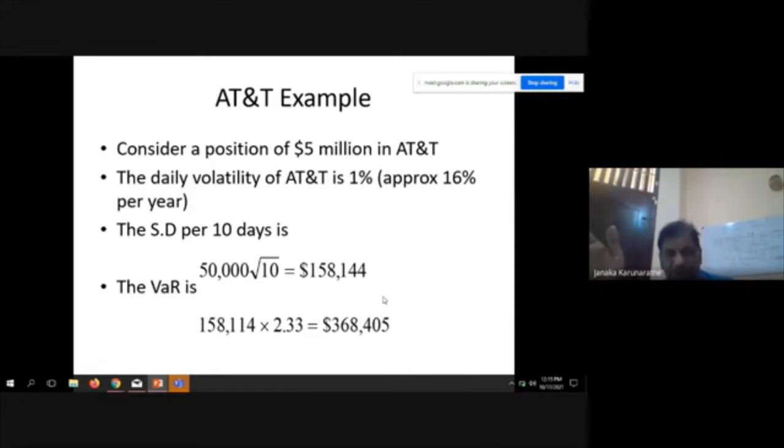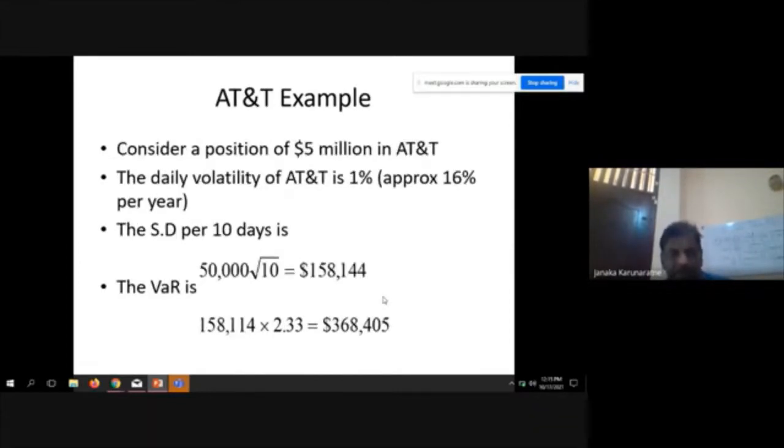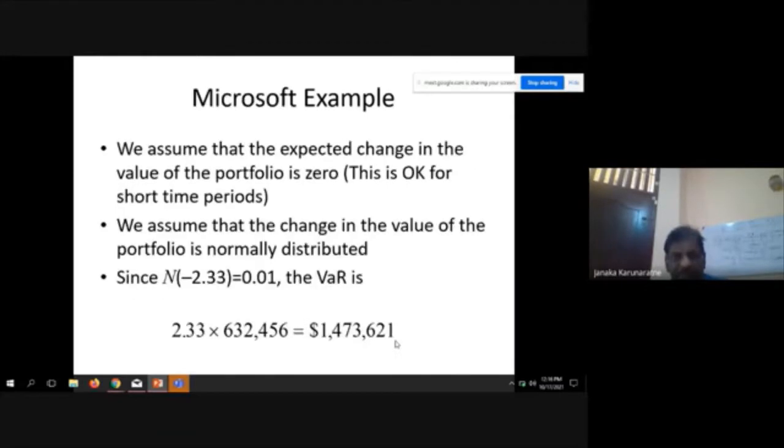Now take the example of another stock, AT&T. You have invested 5 million. The volatility is 1%. Earlier the volatility was 2%, now here it is 1%. So the standard deviation per 10 days is 50,000 times root 10, because 5 million at 1% means 50,000. That is 158,114, times 2.33, because the normal distribution value for the 99% confidence level is 2.33. So the maximum loss that you could end up with at 99% confidence over the next 10 days for this portfolio is 368,405. Right.